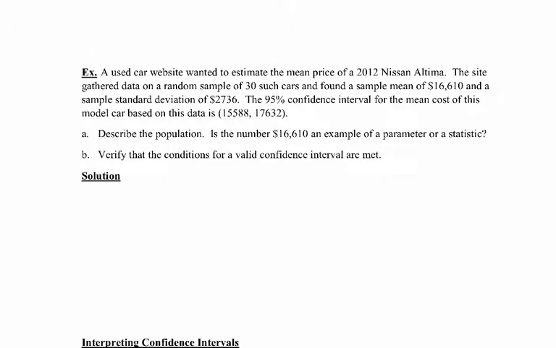So let's take a look at an example. A used car website wanted to estimate the price of a 2012 Nissan Altima. The site gathered data on a random sample of 30 cars and found a sample mean of 16,610 and a sample standard deviation of 2736. The 95% confidence interval for the mean cost of this model car based on the data is given in the problem there. So part A says describe the population. Is 16,610 an example of a parameter or a statistic?